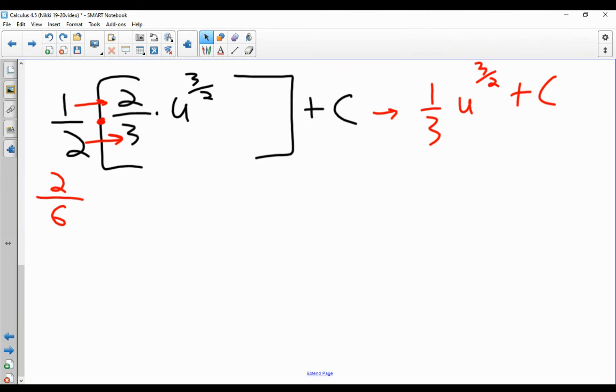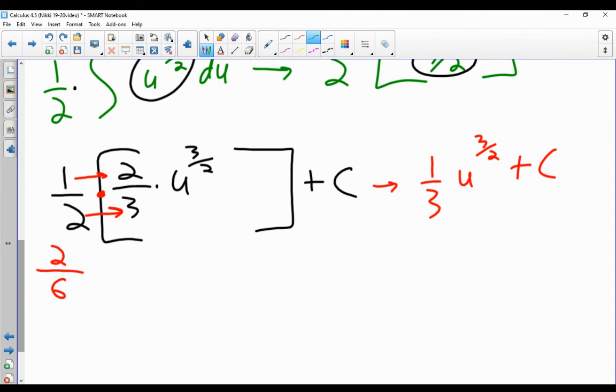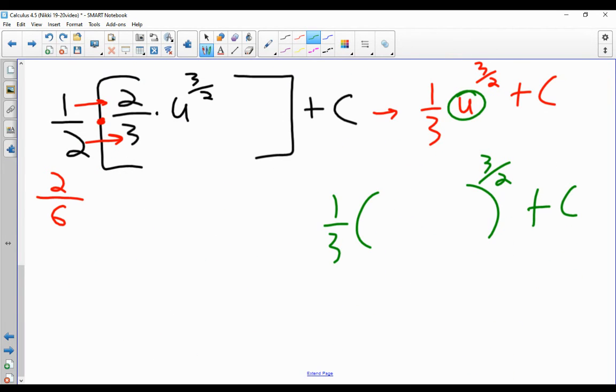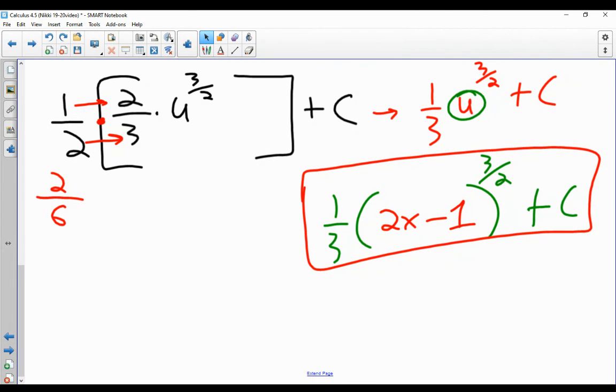But remember, we're not done yet. We just did the antiderivative. So in other words, we don't need this u anymore. We're going to need to plug back in the original function. And what was the original function of u? The original function of u was 2x minus 1. So here, instead of u, put 2x. And was it plus 1 or minus 1? It was minus 1. Okay. So there you go. We are 95% done.